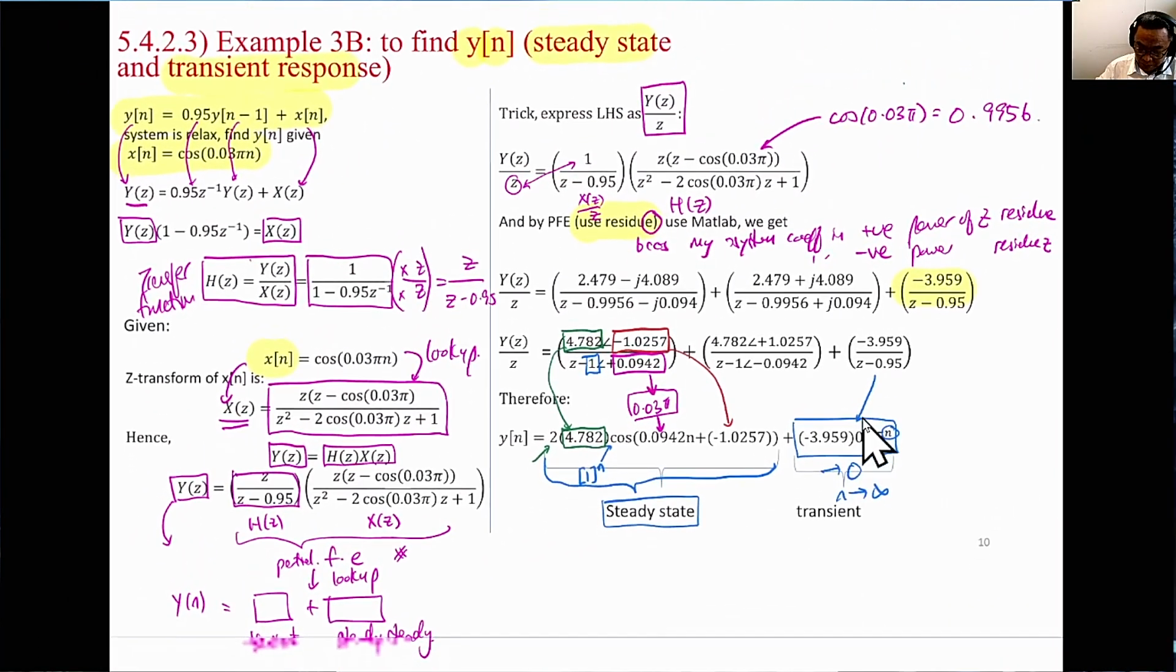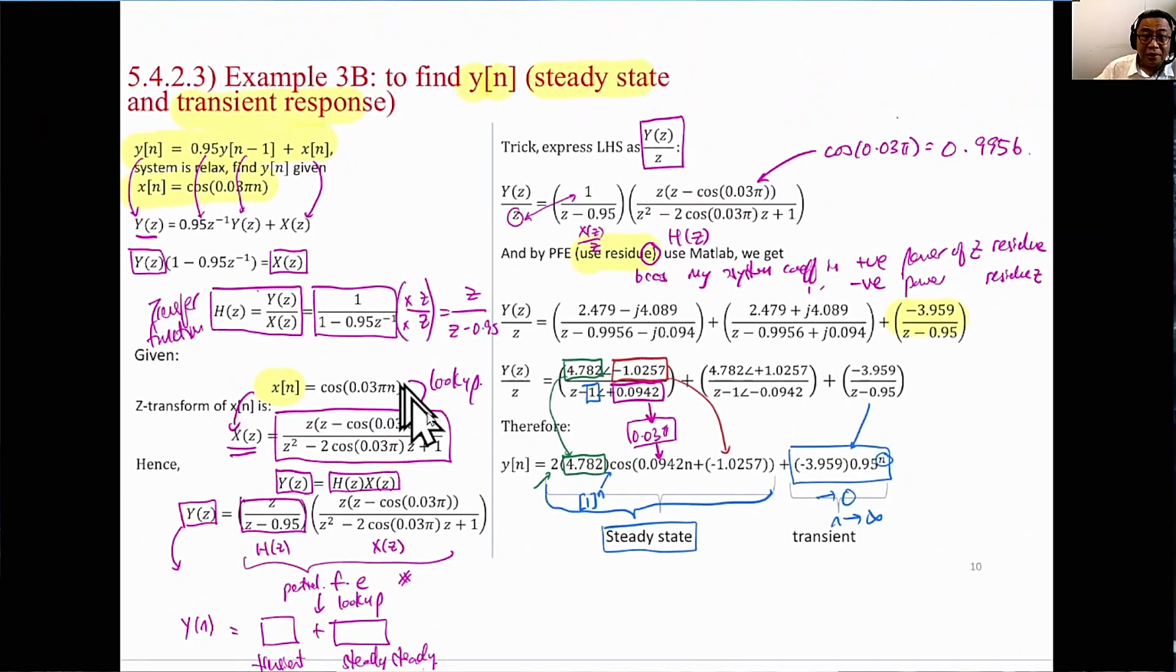So this example shows us the problem of finding the steady state and transient response from a simple difference equation to find y[n]. Thank you.